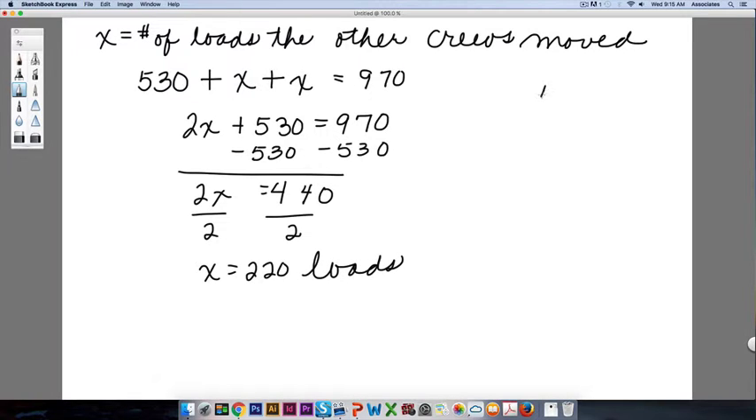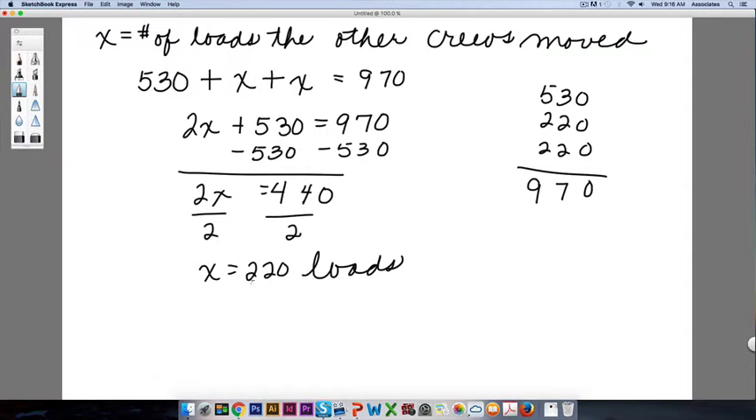Let's check. If the first crew moved 530 and the other two crews each moved 220, let's see if that really adds up to 970. 0 plus 0 plus 0 is 0. 3 plus 2 is 5 plus 2 is 7. 5 plus 2 is 7 plus 2 is 9. Yep, it added up properly.